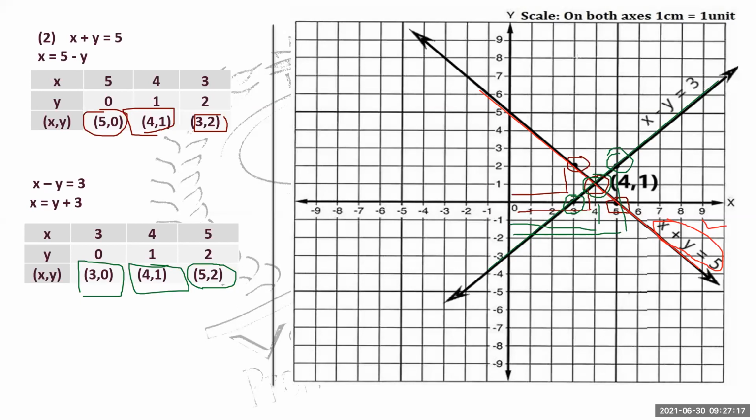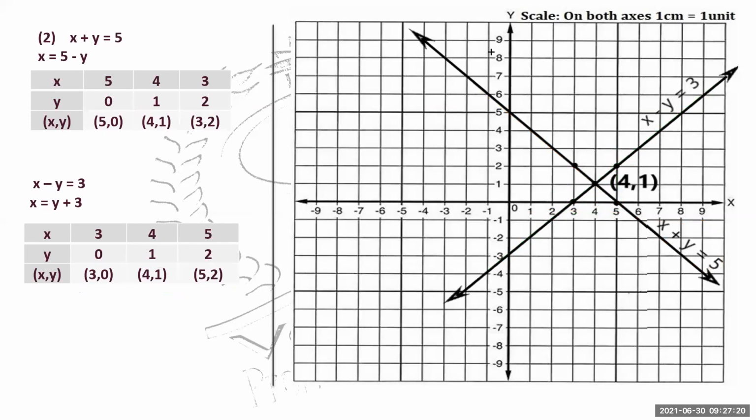Now, when you draw the second line, you will come to know that this line intersects at a point. It intersects at this point 4 comma 1. So this point is nothing but the solution. Remember that this point is the solution of the equations x plus y equals 5, x minus y equals 3.